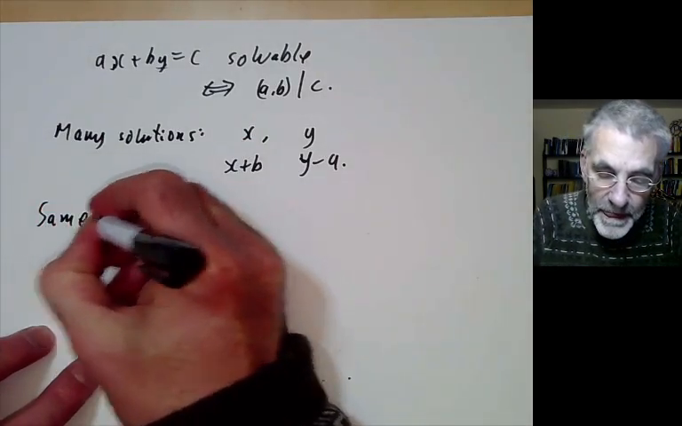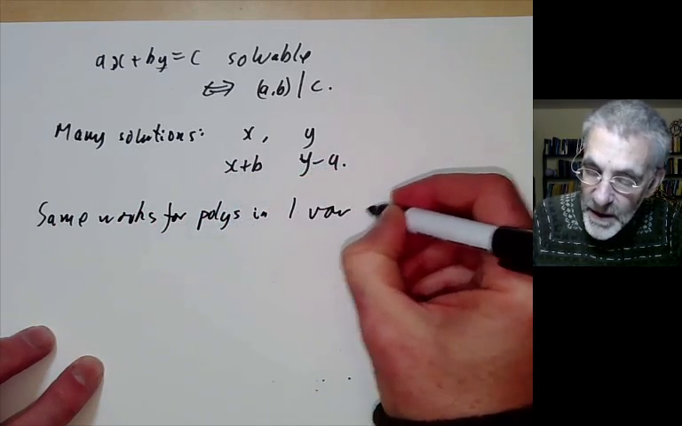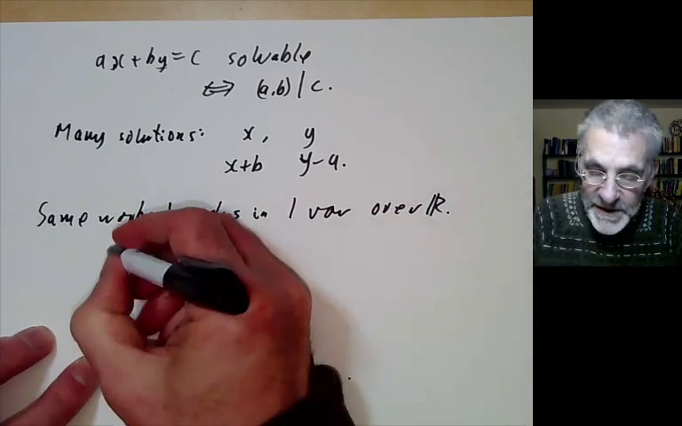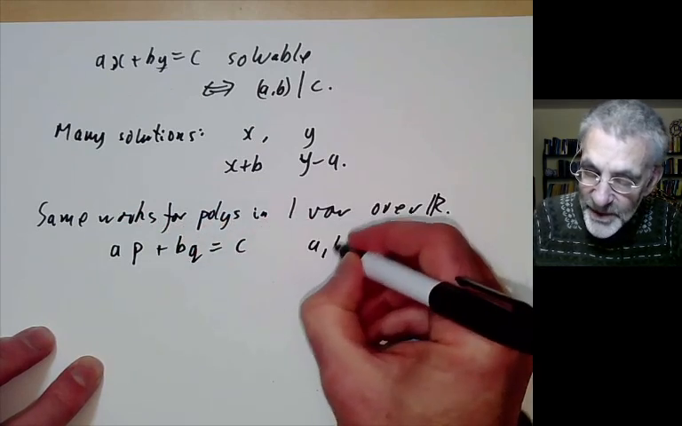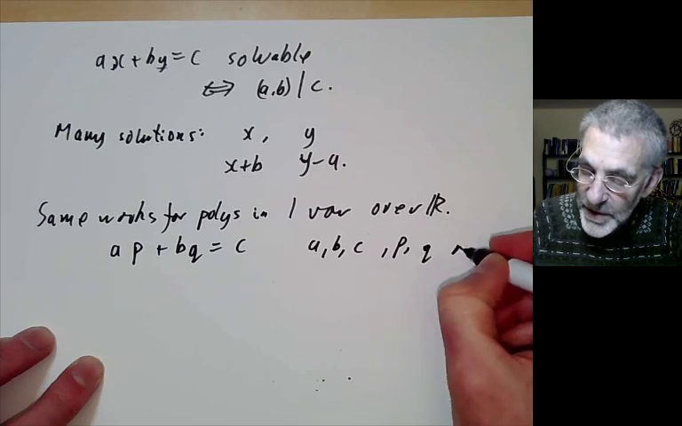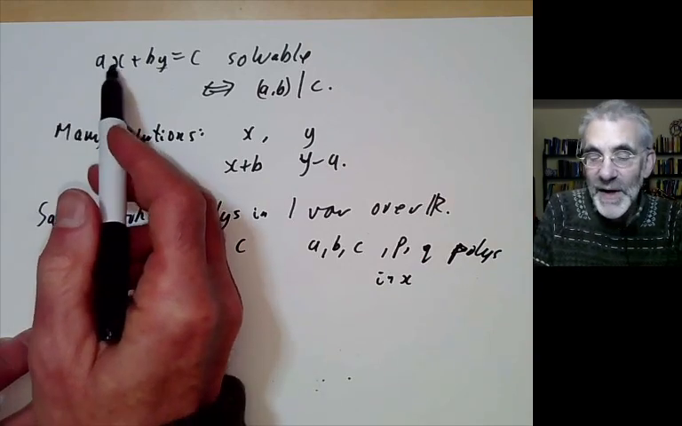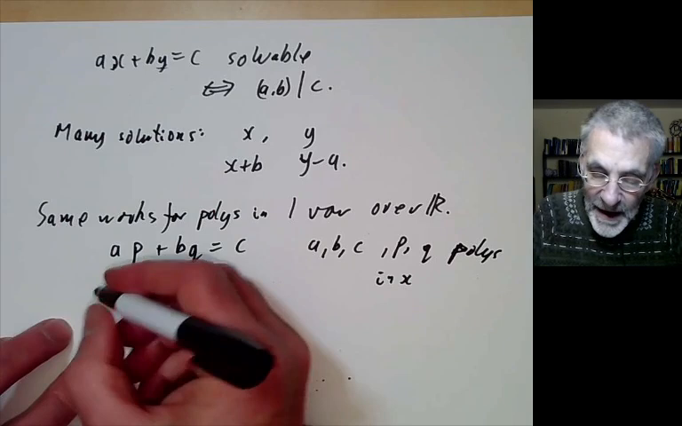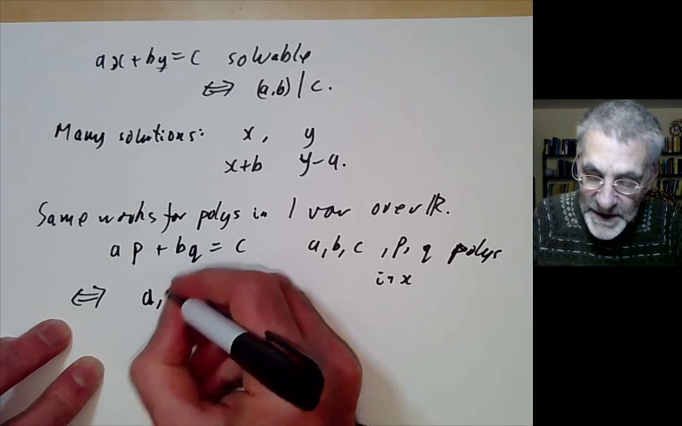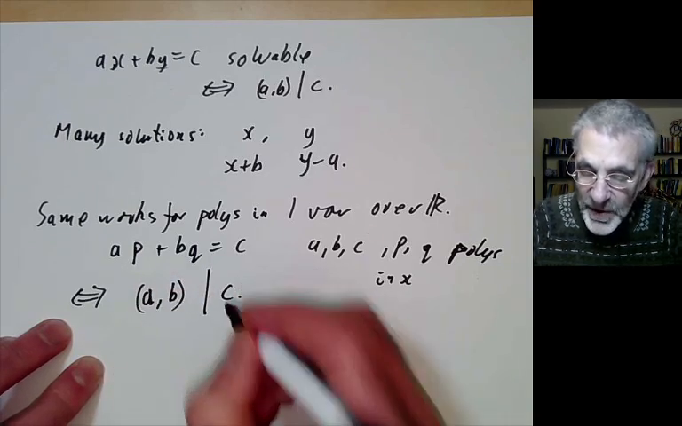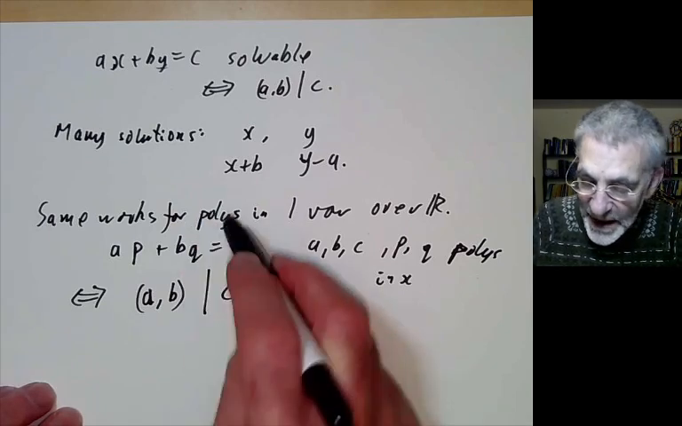The same works for polynomials in one variable over, say, the real numbers. If we want to solve ap plus bq equals c, where a, b, c, p, q are now polynomials in x. I'm using p for a polynomial because it's going to be a polynomial in x, so I can't really use x for this variable here. And we can see that this is solvable if and only if the greatest common divisor of a and b as polynomials divides the polynomial c. And I'm not going to give an example of this because this isn't really a course on algebra.